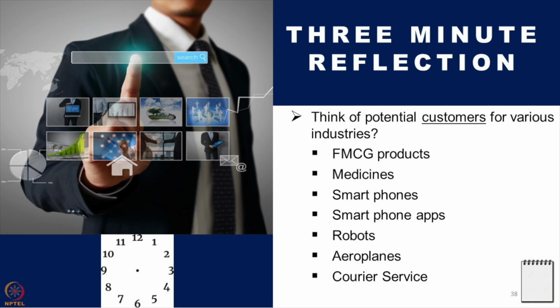Robots, almost always B2B, but maybe some toy robots may be bought by some individuals, so some B2C. Aeroplanes, almost always B2B, except a few which are sold to very rich people, private jets, which very few rich people buy. Courier services, it could be B2C or B2B. Essentially, over the next 3 minutes, try to identify the customers, customer segments for different categories and industries and names of businesses that you can think of. And as I said before, write down your thoughts in the journal, so at the end of the course, you can look back and reflect on what you have learned in this module.